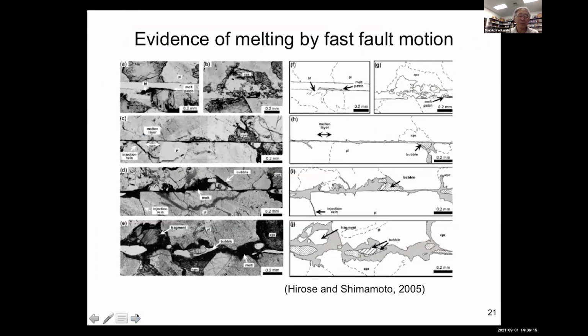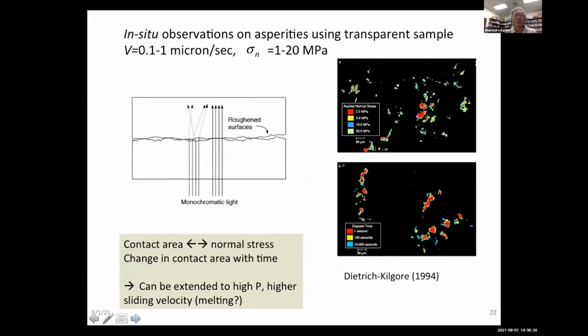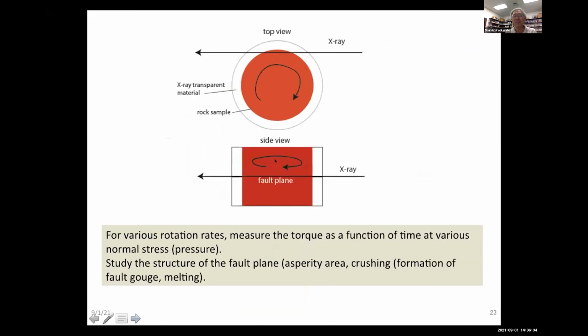And those microstructures show melting is a cause for reduction of friction. And this is nice work to see the evolution of asperities by Dietrich and Kilgore. We should extend this to an in-situ observation of the structure of the fault plane by conducting experiments with this kind of equipment: rotation along the fault plane, put it at high pressure conditions, and bring it to the synchrotron facility. You can watch what's going on during the fault motion by synchrotron imaging. That will tell us a lot about the structure change associated with instability.